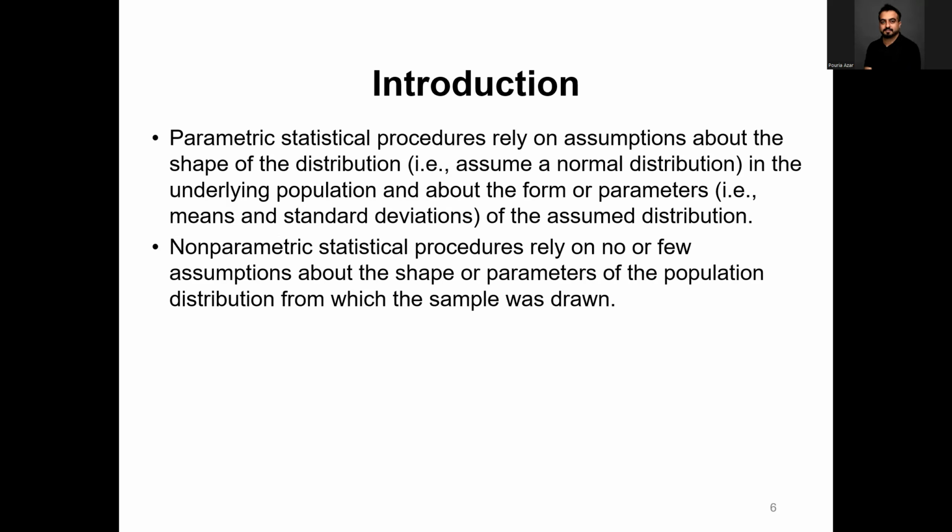Parametric tests rely on some assumptions, several assumptions. For example, one of the assumptions is about the shape of the distribution. But non-parametric tests, they rely on no or very few assumptions about the shape or parameters of the population. Whenever the assumptions of parametric tests are violated, we can use non-parametric tests.